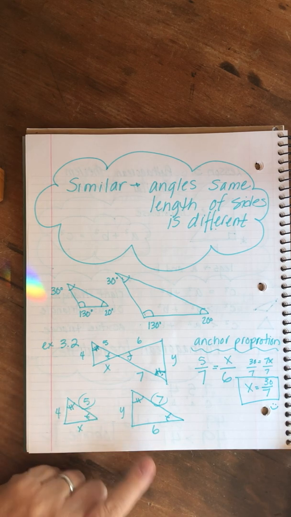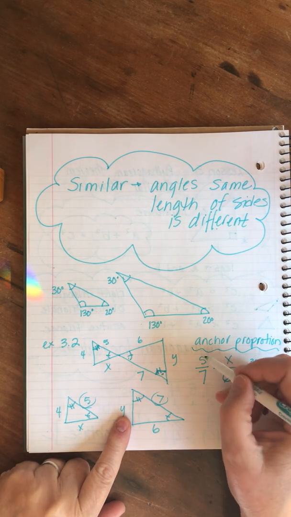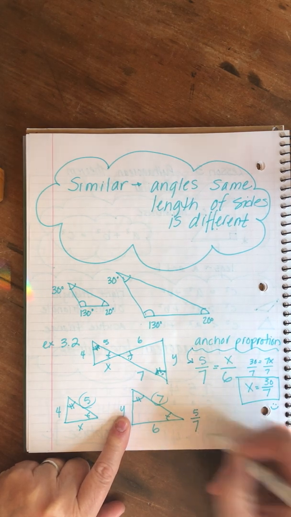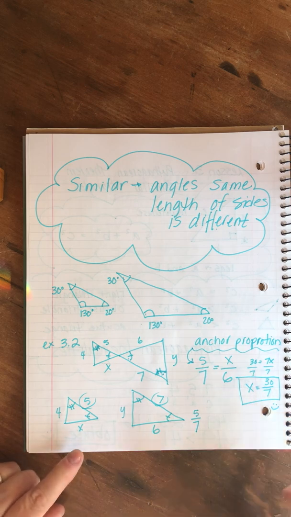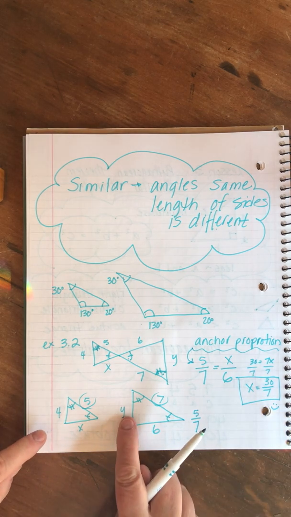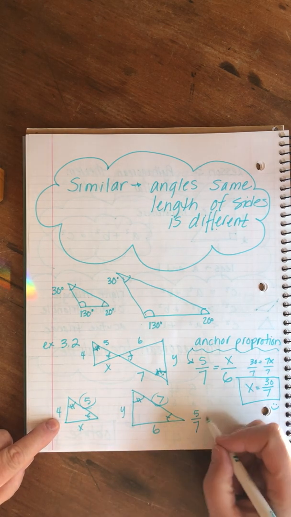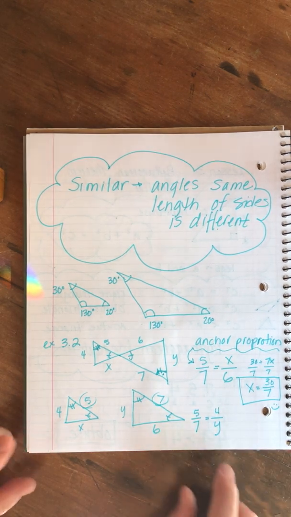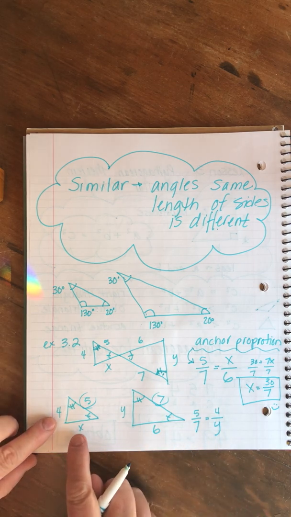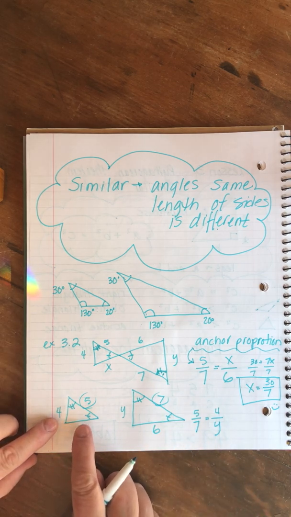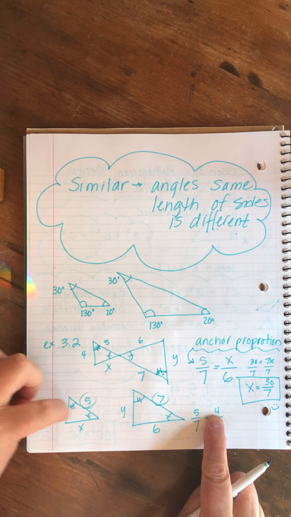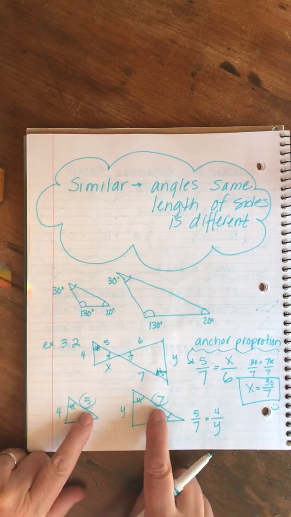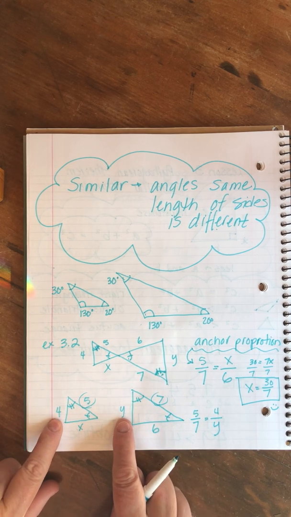And then to solve for y, we're going to use the same anchor proportion, 5 over 7. And this time we'll take the information about the pair of sides that includes y. Y is this one, so it'll be 4 over y, taking care to get the right things in the right place, right? 5 and 4 are on top. 7 and y are on the bottom. The 5 corresponds with the 7, and the 4 corresponds with the y.